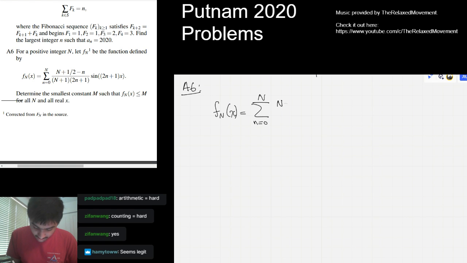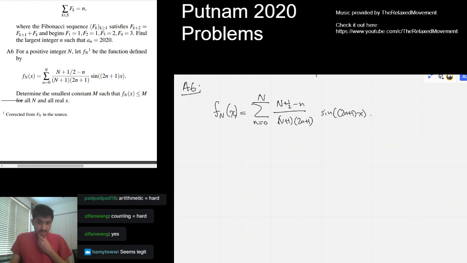N plus 1/2 minus little n for n plus 1 times 2n plus 1 of sine 2n plus 1x. Oh my goodness. So now overall, basically you want to find the best upper bound you can for this function for all capital N and for all x. So best upper bound, find best upper bound.